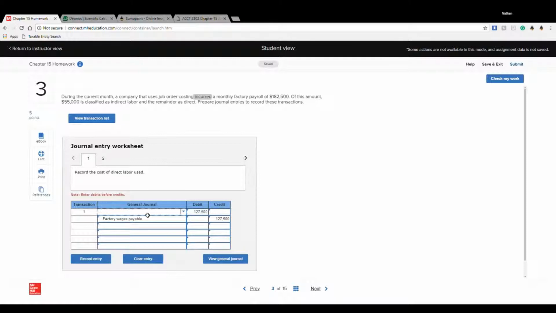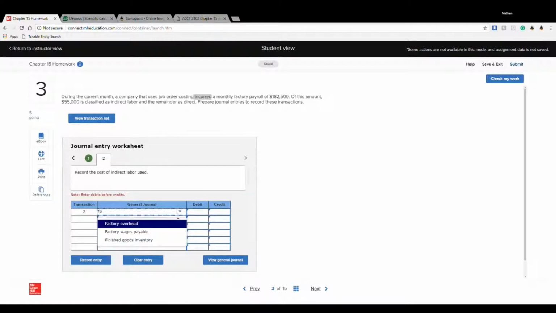So again, this is direct. Same thing as direct materials and indirect. The only one that we work with is work in progress when it's direct. When it's indirect, which apparently this shows here, that's going to be factory overhead. And of course, again, factory wages payable.